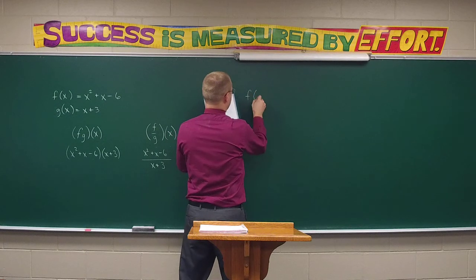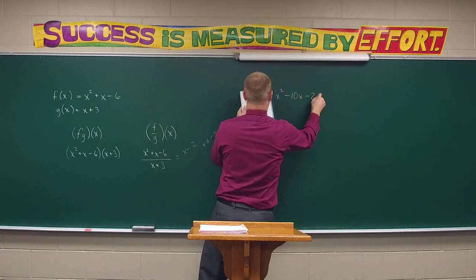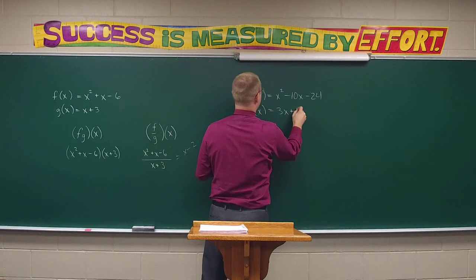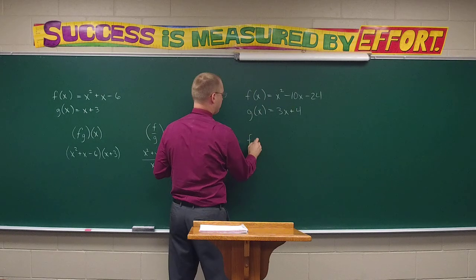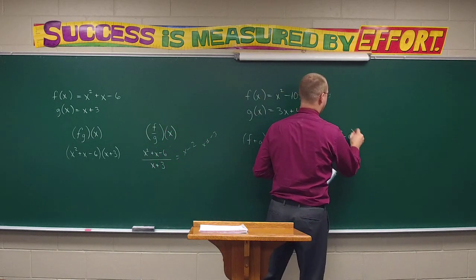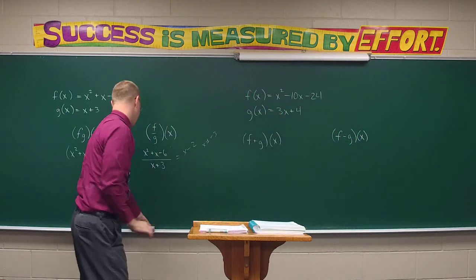They give us new functions now. They give us f(x) is x² - 10x - 24, and g(x) is 3x + 4. I want you just to find (f + g)(x), and then (f - g)(x). Don't evaluate yet. Just do the first part of these.